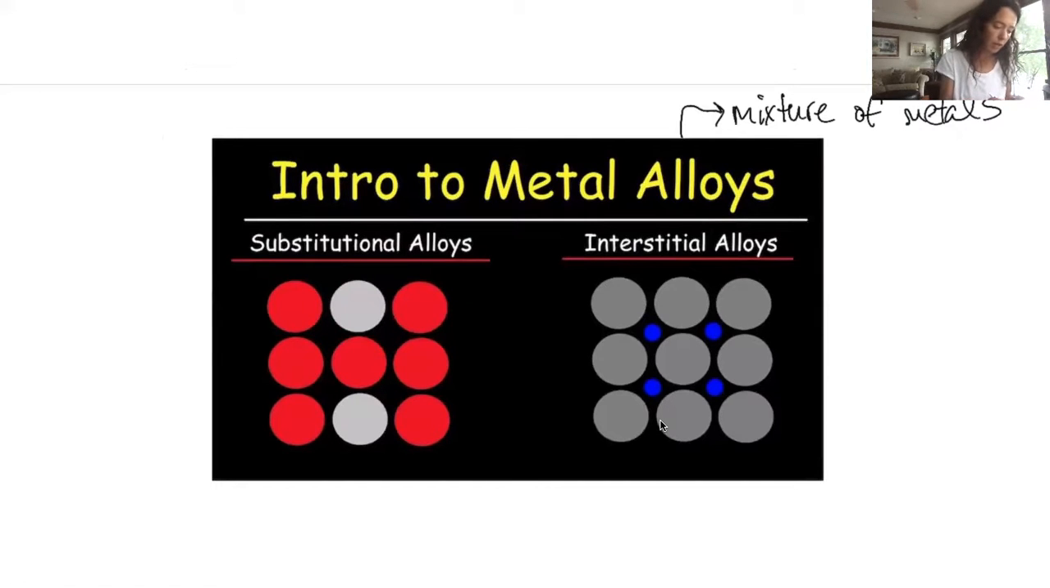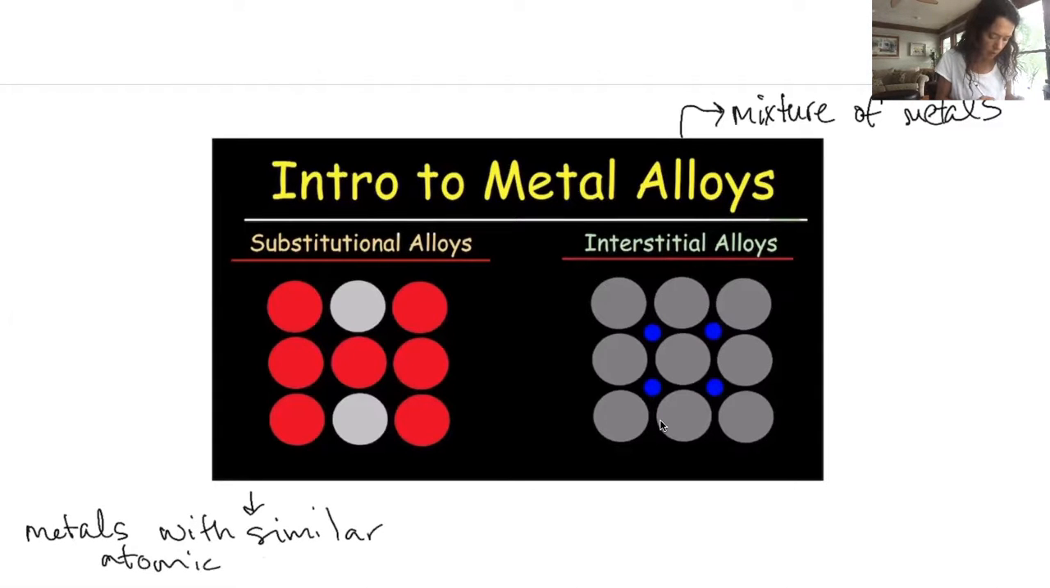You see it right here. They're written out for you, substitutional and interstitial. And you can visually see the difference. In the substitutional, you see that we have metals with similar atomic radii. And in the similar atomic radii, one is just substituted in place of the other, right?